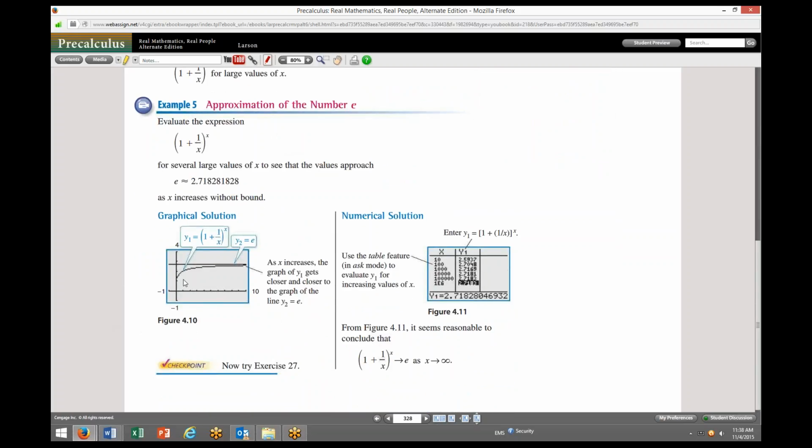And down here below you see a graph illustrating what we were just talking about. If you graph 1 plus 1 over x in parentheses to the x power, that's this lower curved graph that's going up to the right and leveling off, forever approaching this horizontal line here, which is y equals e.